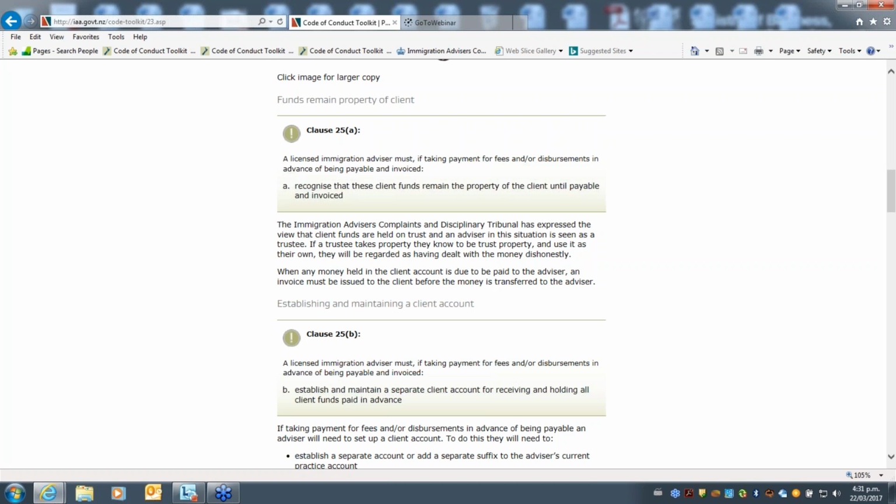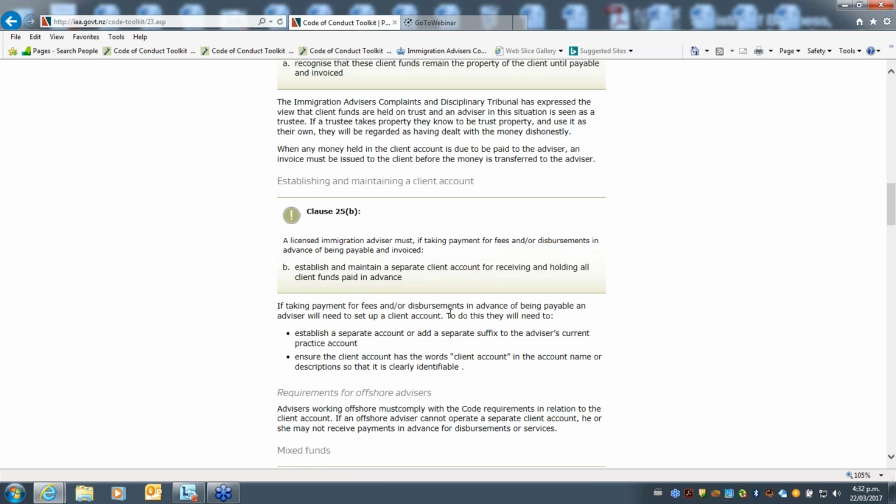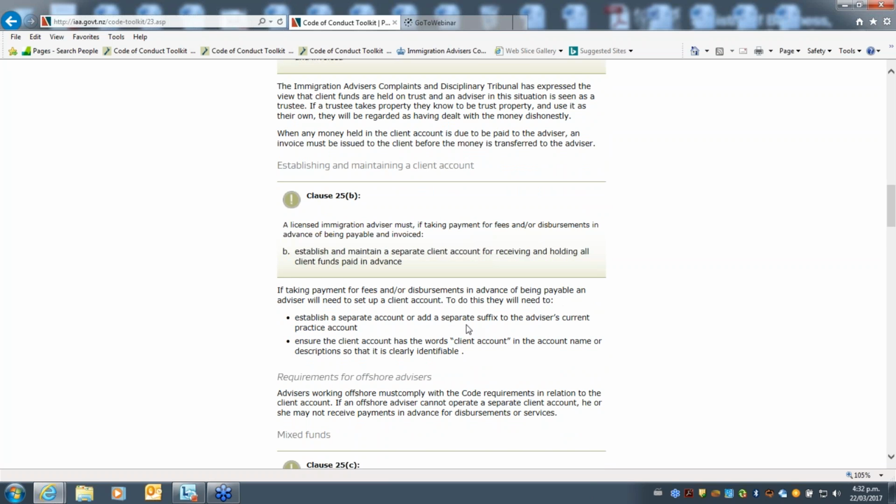But by doing that, you have some obligations that you need to meet. You need to recognise that the money actually isn't yours yet. You have to do the services first. So 25B, you have to set up that separate account for receiving and holding money in advance.